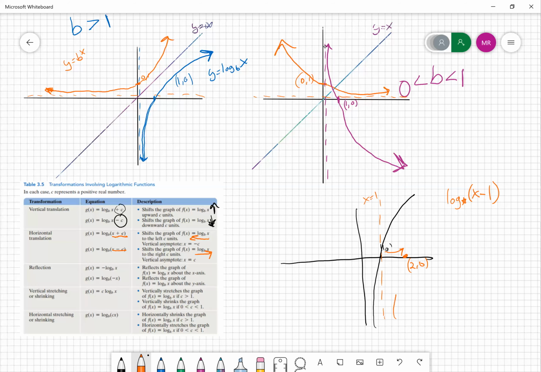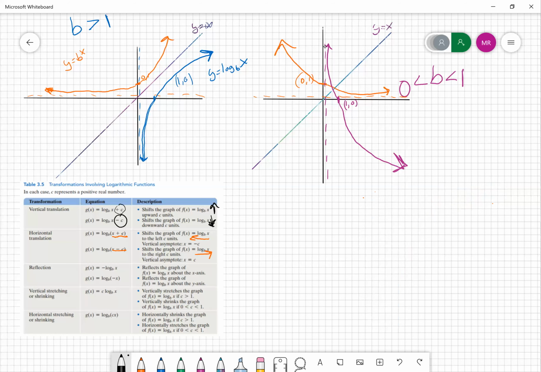And our graph, as we go left towards 0, it goes down. And as we go right, it goes up. So that is a horizontal translation when the plus or the minus is inside the parentheses with the x. They're just hanging out together. And if it's plus, we go to the left, and if it's minus, we go to the right.